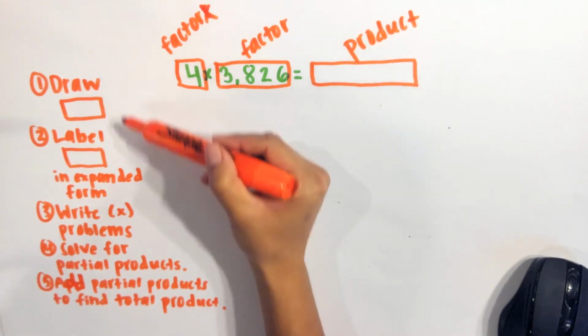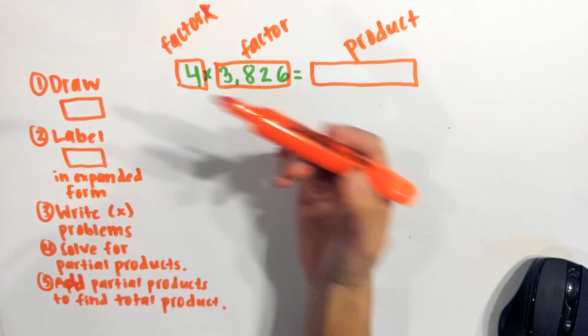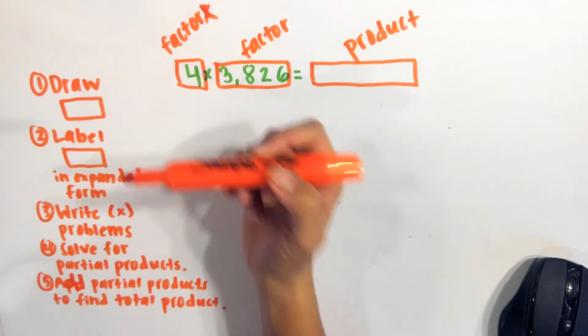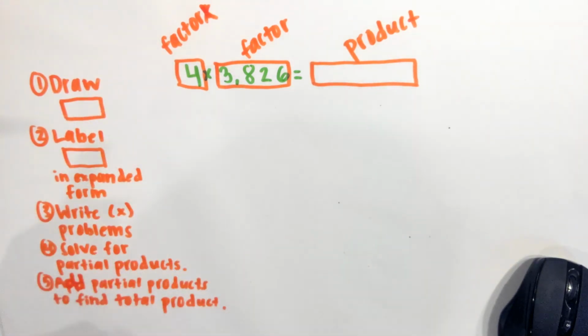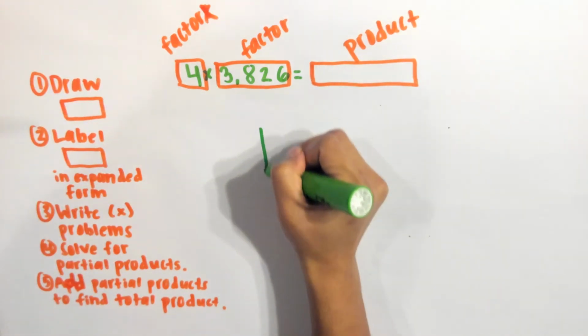Okay, here I have my steps for solving my multiplication problem. Step 1 is to draw your area model. So we're going to draw an area model, and I'll explain why it's called an area model as I'm drawing. So I'm going to draw a rectangle.